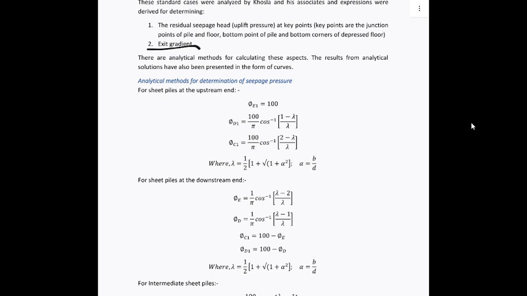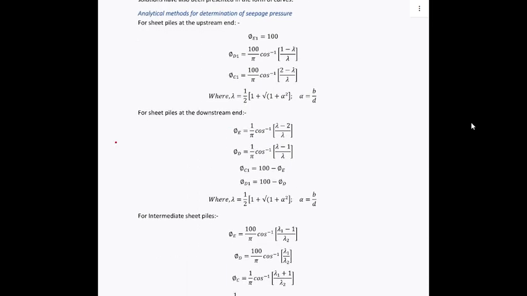Remember, with Bligh's and Lane's theory, there is no provision for calculating exit gradient. The results of those computations have also been presented in a diagram, but first of all, let us see the expressions. In the case with a straight horizontal floor of negligible thickness with a sheet pile either at the upstream end, this is the expression. At the downstream end, this is the expression. Phi E1 is 100.